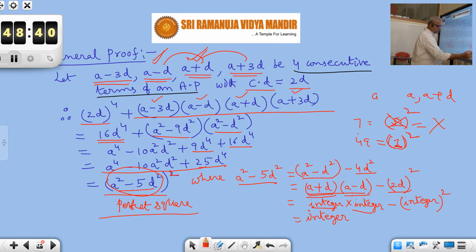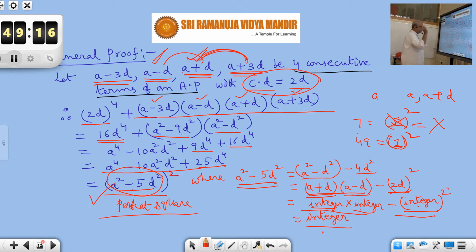So A plus D is an integer and A minus D is an integer. So integer into integer. Minus 2D is nothing but what? Common difference. If all the terms are integers, what is common difference? A term minus previous term. This is an integer, the previous term also an integer, so the difference must be an integer. Therefore, 2D common difference is also an integer, integer whole square. Integer into integer is an integer, minus integer square is an integer. So integer minus integer is an integer. Therefore A square minus 5D square is an integer. Therefore we can conclude that it is a perfect square.